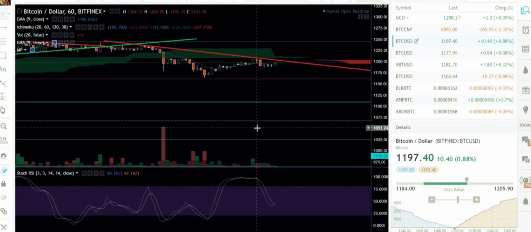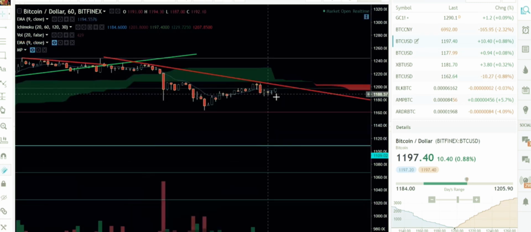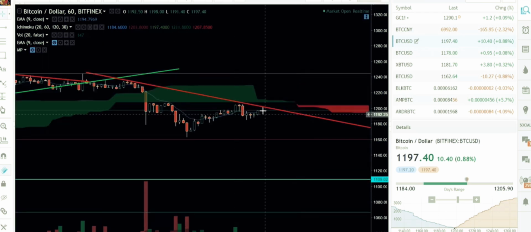Now let's see our stochastic RSI. We might be getting a little bit of a cross here. We're trying for it again. Okay, we're trying to continue up, but we're going to hit 2 points of resistance. For us to continue up, we have to break this red line and get above this hourly cloud again and look bullish.